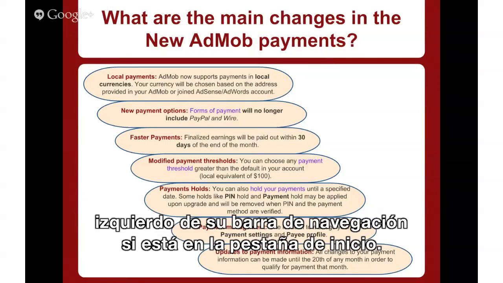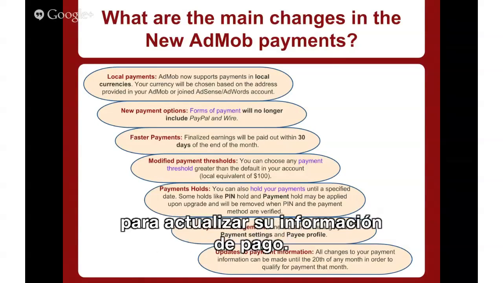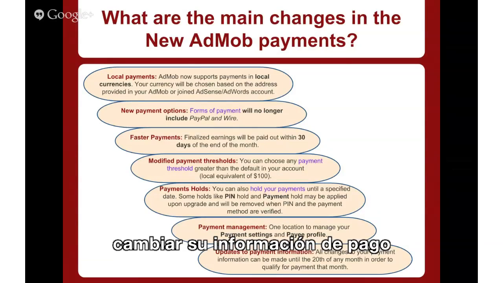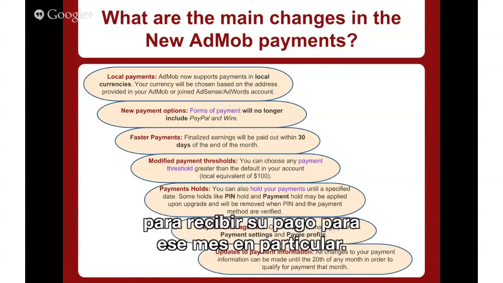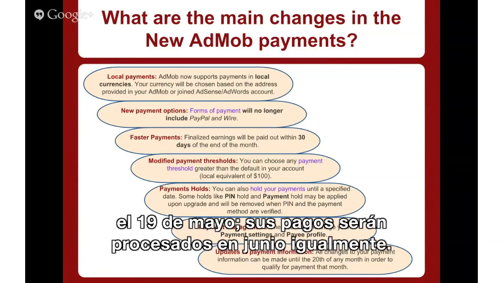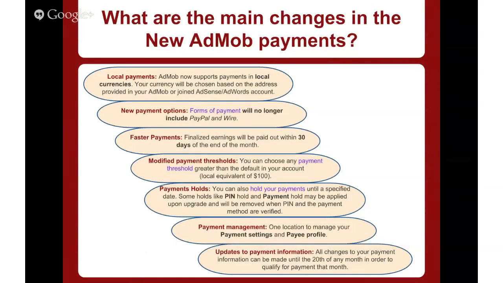tab in your account. And there is also a change with regards to how late in the month you can update your payment information. I know for some of you this has been quite a problem. So now you are actually able to change your payments information up until pretty much the 20th of that month in order to receive your payments for that particular month. So let's say in May, you have modified your payment details on the 19th of May, and they will still be processed in June. There will be no problem with that.